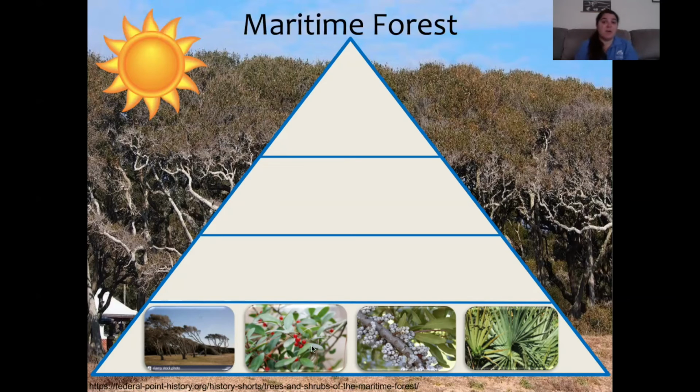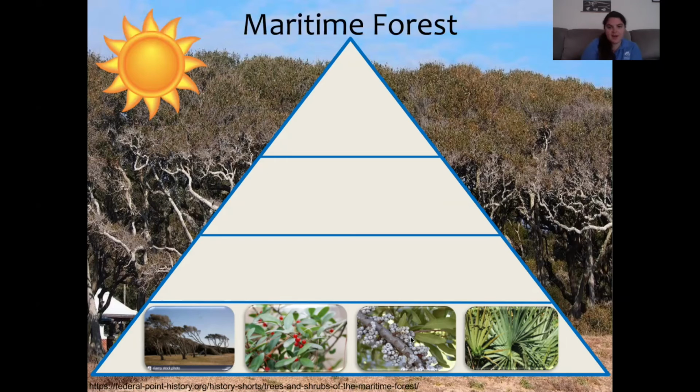And you may know American holly from Christmas time. American holly has those spiky leaves and those bright red berries. So yaupon holly still has those bright red berries, but their leaves are rounded instead of pointy, like our Christmas holly.